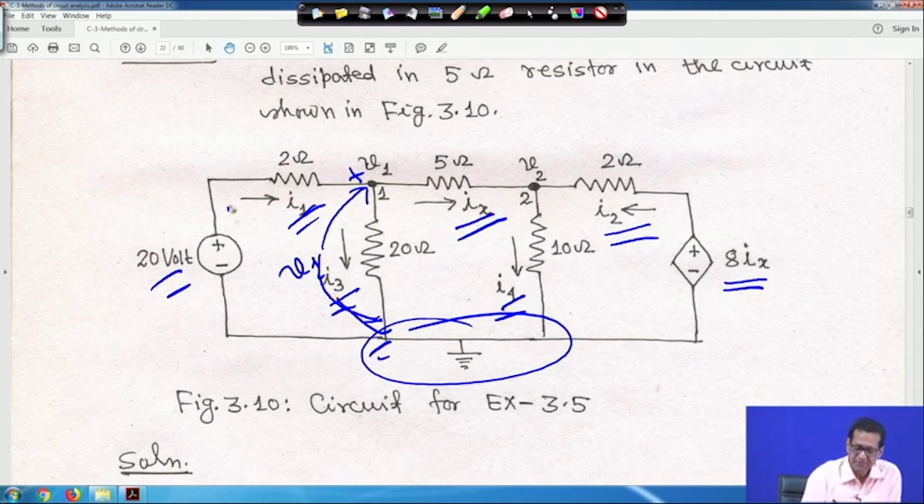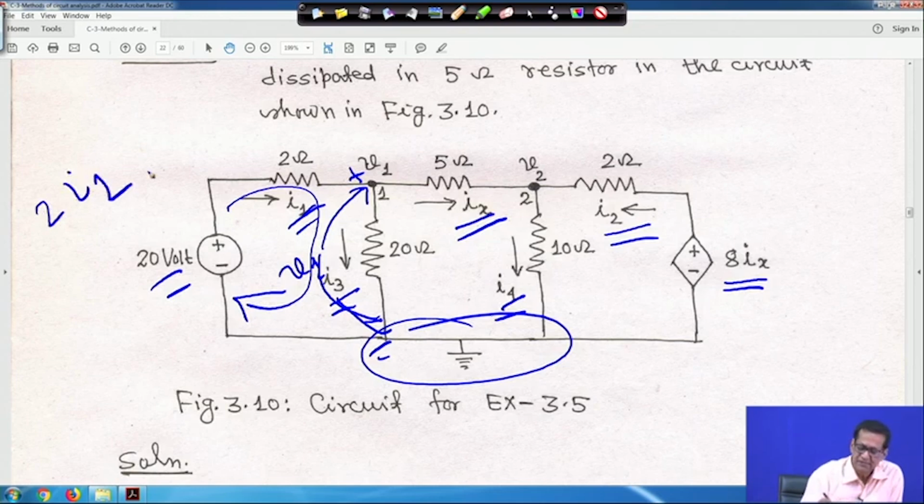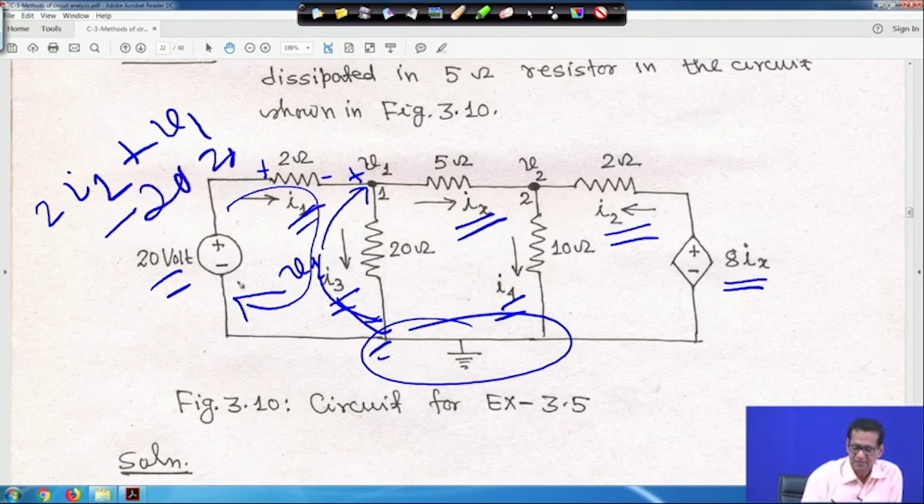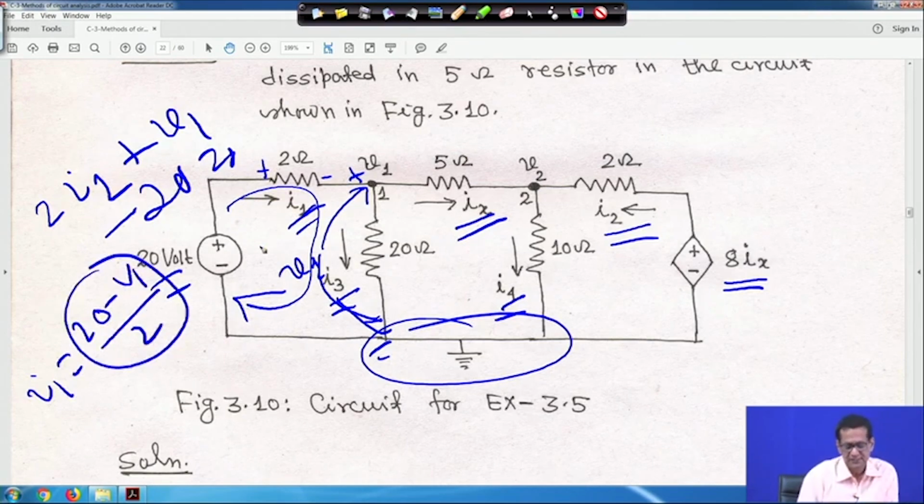So if you apply KVL in this loop, as I told previously in 2-3 cases, what will you get? You will get 2 into I1, plus V1, because it encounters the plus terminal first. Here also, if you mark polarity, it is plus minus. So 2 into I1 plus V1 minus 20 equal to 0, because it encounters the minus terminal first. That means I1 is equal to (20 minus V1) divided by 2. This is the equation for I1. This way you have to obtain it, otherwise you cannot solve.